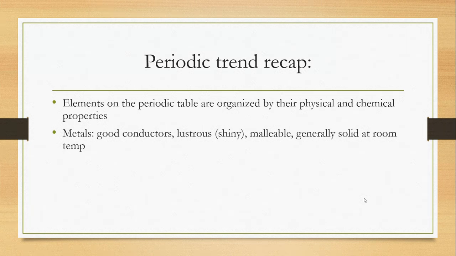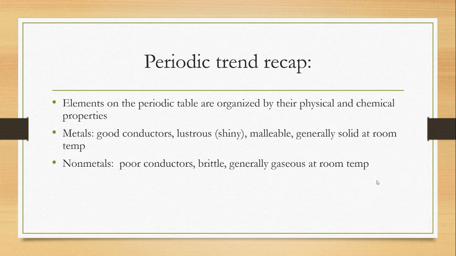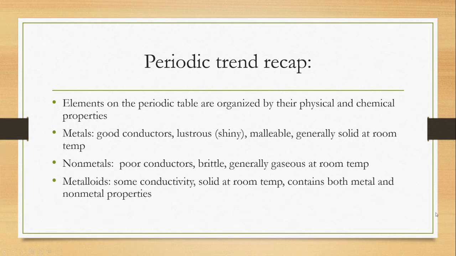We also know that metals are good conductors. They're lustrous or shiny, malleable, and generally solid at room temperature. We know that nonmetals are poor conductors, brittle, generally gaseous at room temperature, and that metalloids have some conductivity, they're solid at room temperature, and contain both metal and nonmetal properties. Why do we care? I will show you.